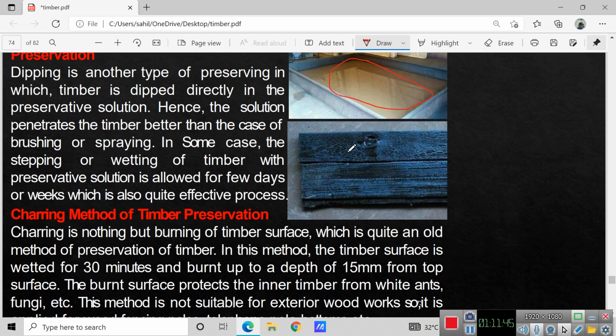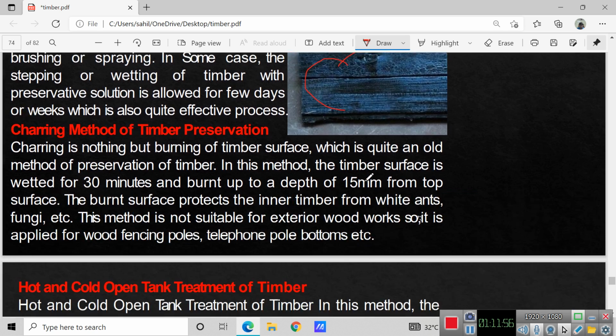So this is a charred wood which is burnt up to a depth of 15 mm after being wet for 30 minutes in water.